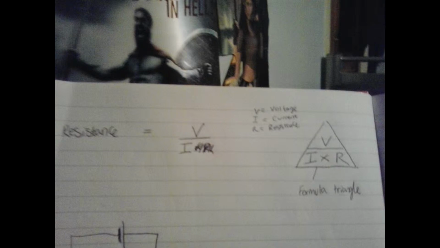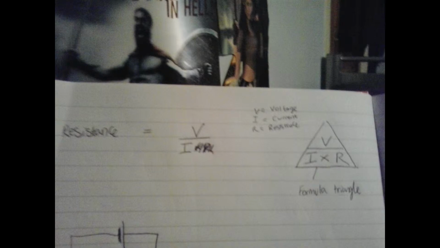Now, formula triangles are used both at level 2 and level 3 to make it very easy and very quick to rearrange a formula. The idea is if you want to calculate something, you cover it up on the formula triangle, and what remains is how to do the calculation. So, if I want to work out resistance, I cover up R, and it tells me R is V divided by I. If I add the voltage and the resistance, I can actually work out the current.